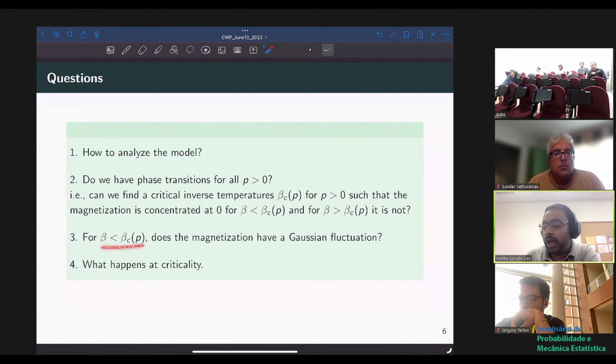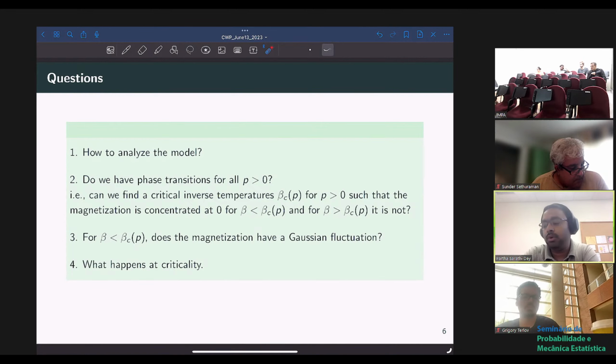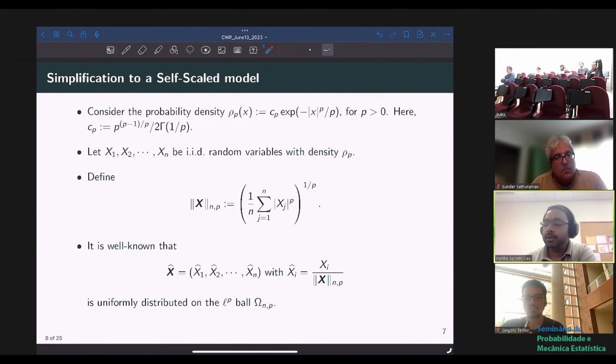Similarly, do we see a Gaussian fluctuation if beta is less than beta_c? And do we have some kind of universality at the critical temperature? For example, at beta equal to 1 in the classical case, we have this n to the power 1/4 scaling, and the limiting distribution is e to the power minus x to the power 4. Do we get a similar kind of behavior? So the question is how to analyze this highly dependent model, which is more of a constraint model. Before going to the answer, let me simplify this model, which will also give us a more general model.